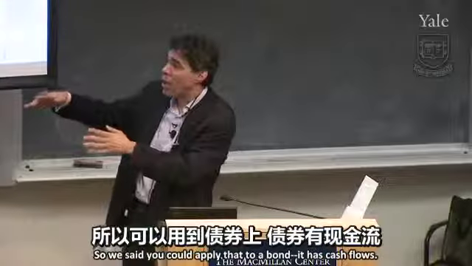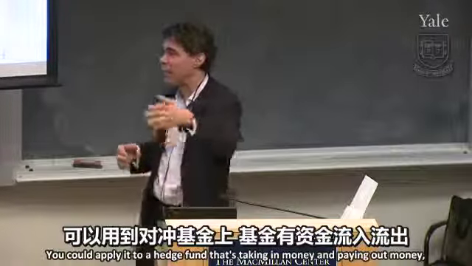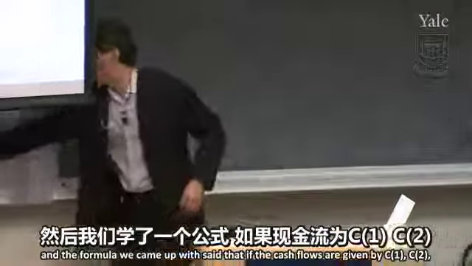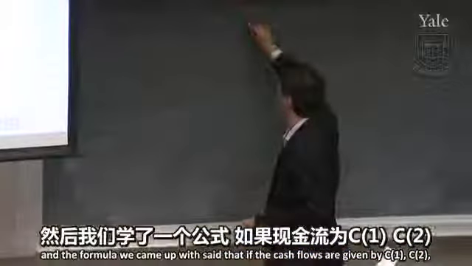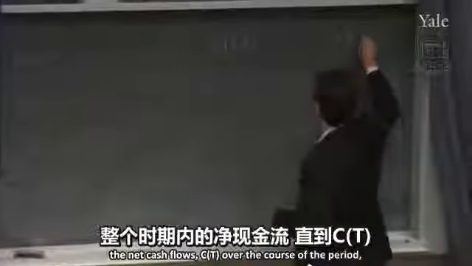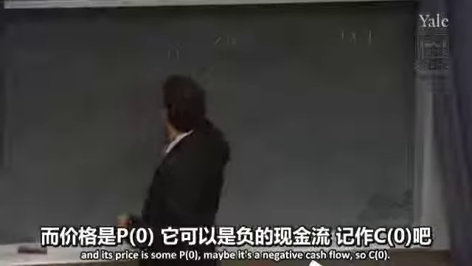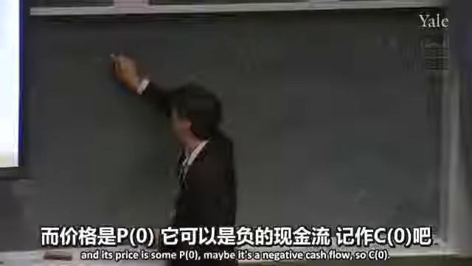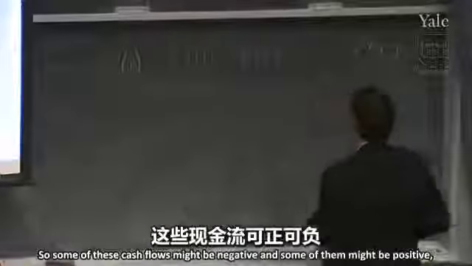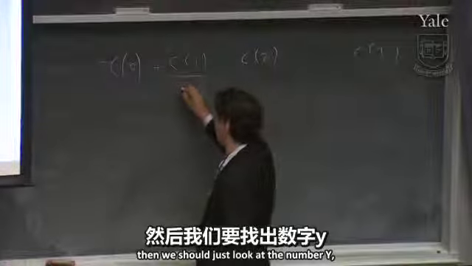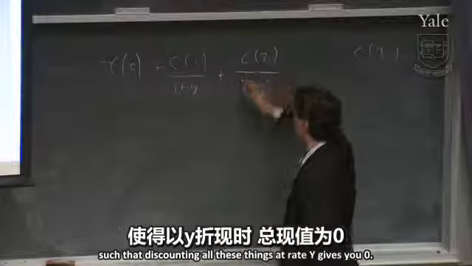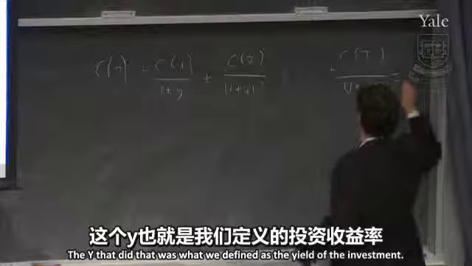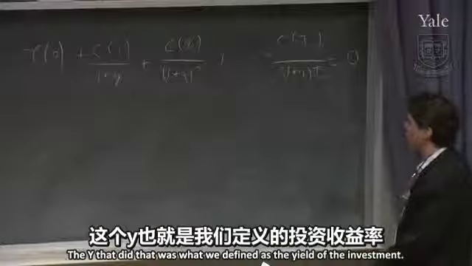So we said you could apply that to a bond. It has cash flows. You could apply it to a hedge fund that's taking in money and paying out money. And the formula we came up with said that if the cash flows are given by C1, C2, up to CT, the net cash flow over the course of the period, and its price is some price P0, maybe a negative cash flow, so some of these cash flows might be negative and some of them might be positive, then we should just look at the number y such that discounting all these things at rate y gives you 0. And the y that did that was what we defined as the yield of the investment.